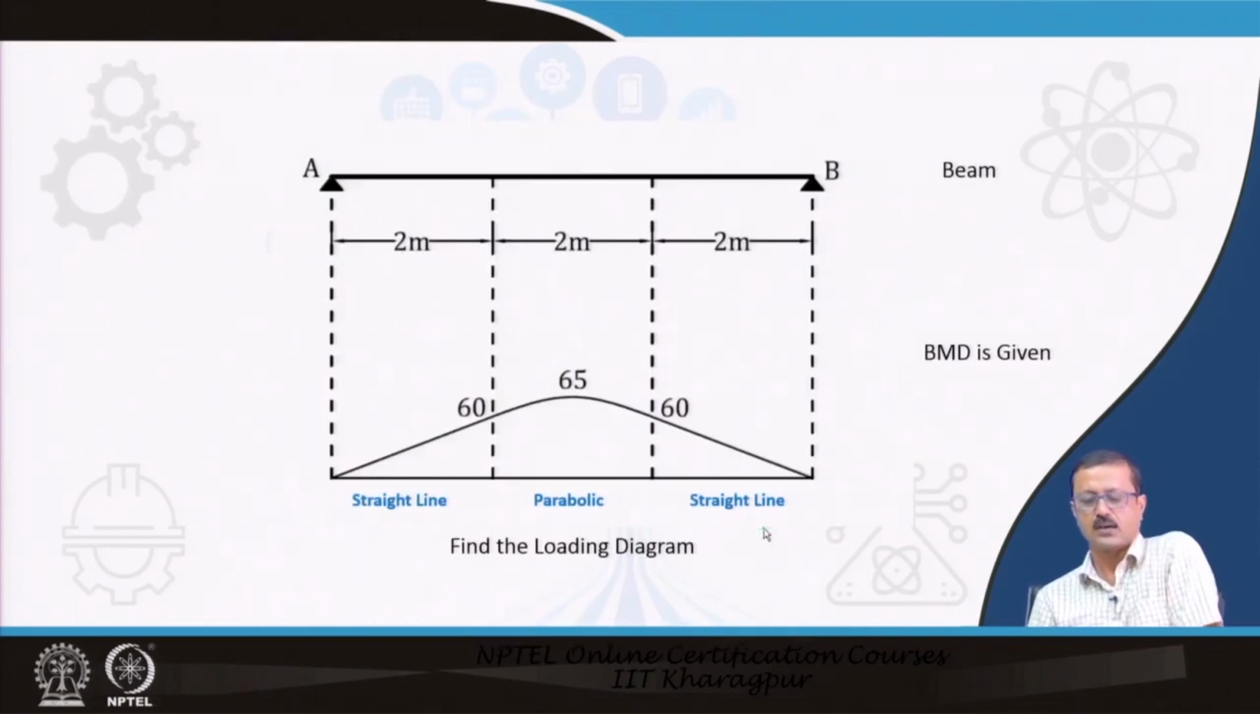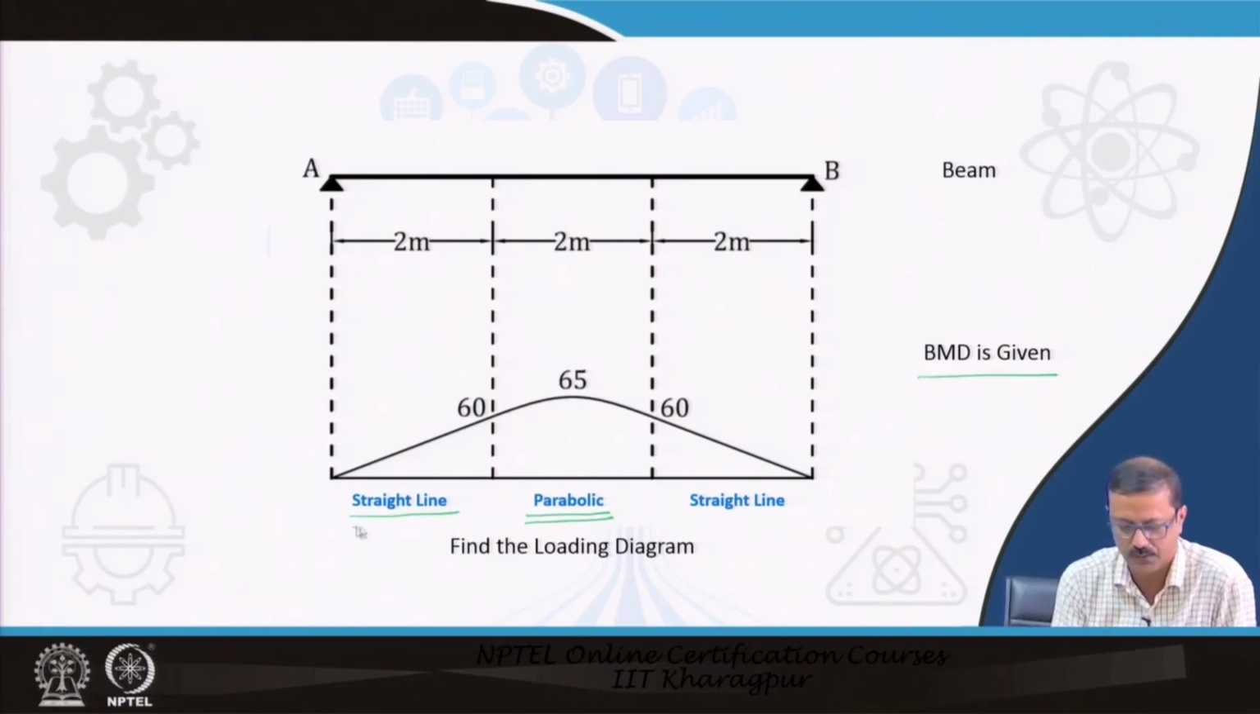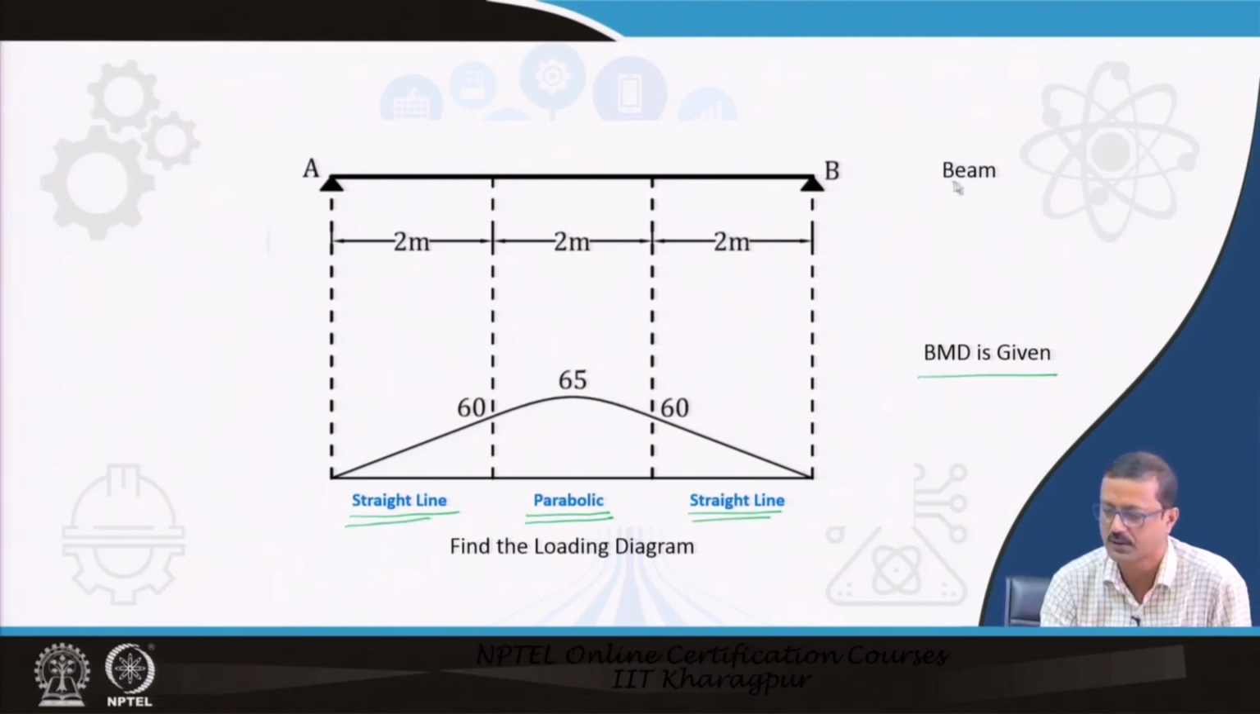Suppose this is another one, a BMD is given, this is the BMD, and I have written that this much is the parabolic portion, this is a straight line portion, and this is another straight line portion. So, 60 straight and then a parabola and then 60, on a 2 meter beam. Find out the loading diagram.